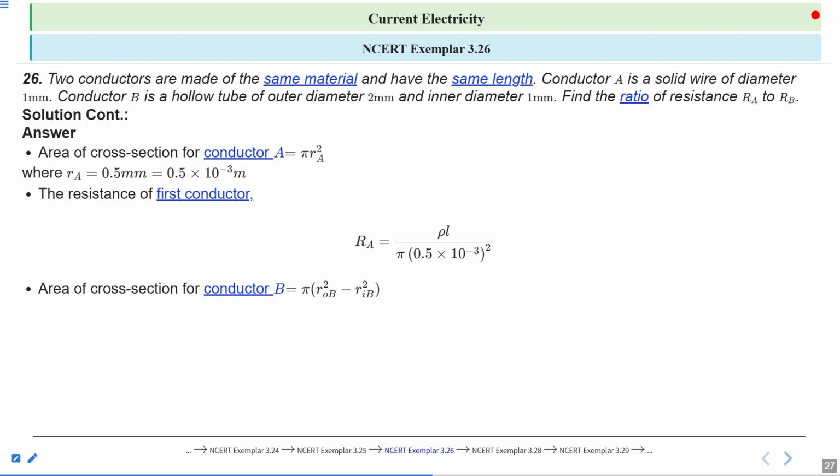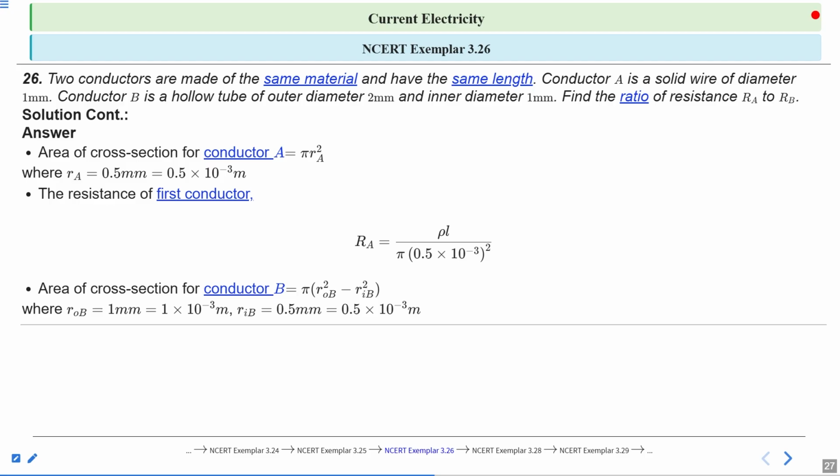Area of cross-section for conductor B is, now it is hollow, so we have to calculate the area of it. How can the area of the hollow wire be calculated? It is equal to pi times ROB, the outer radius square, minus inner radius square, where ROB, the outer radius, is 1 millimeter, because the outer diameter is 2 millimeter. So the outer radius is 1 into 10 to the power minus 3 meter. Inner radius is 0.5 millimeter, which is 0.5 into 10 to the power minus 3 meter.